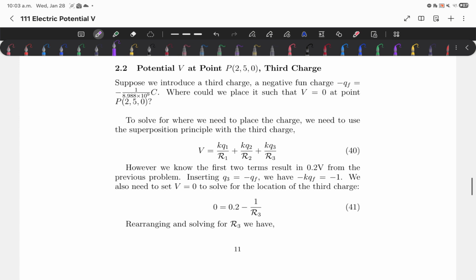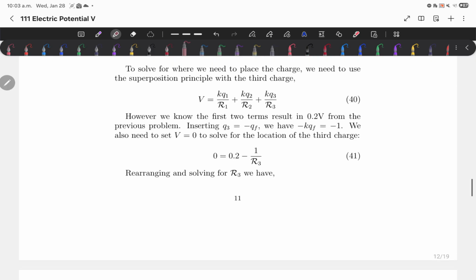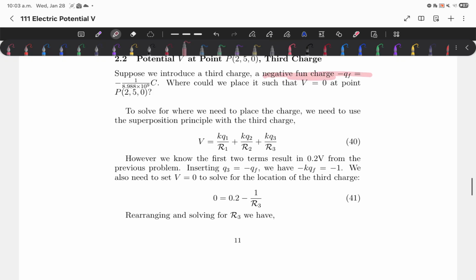Let's add a third charge. But now we're going to say it's a negative 1 charge. So we have just the same thing, values of course only negative, such that K times Q will be -1. And we're going to ask ourselves a bit more of a deeper question here. Where could we place this charge such that the total potential is 0 at our point P? So we have our point P. Where do we want to place this new charge to make V at P equal 0?